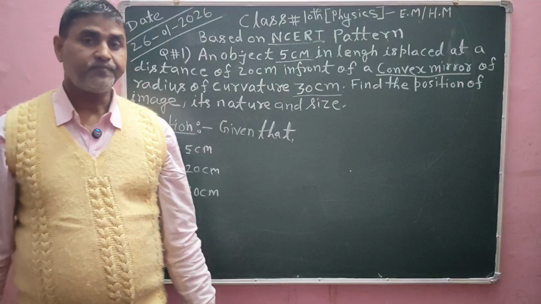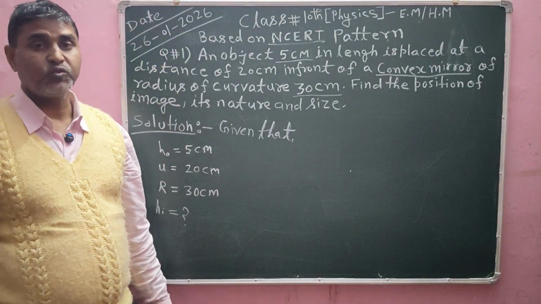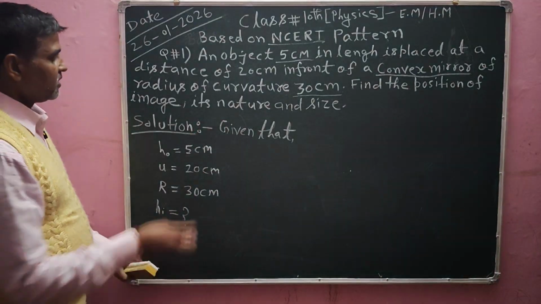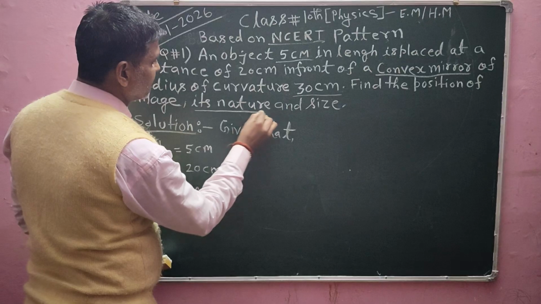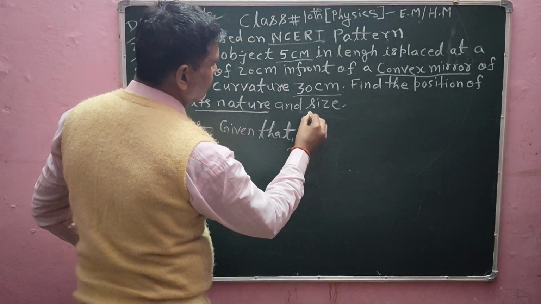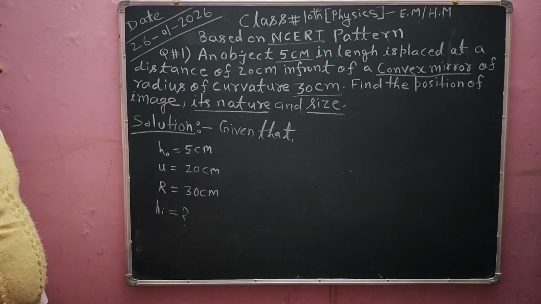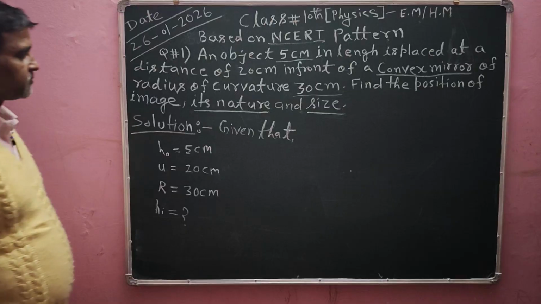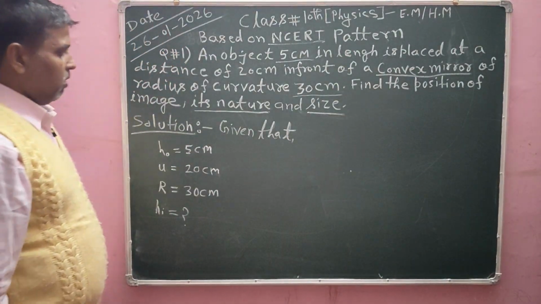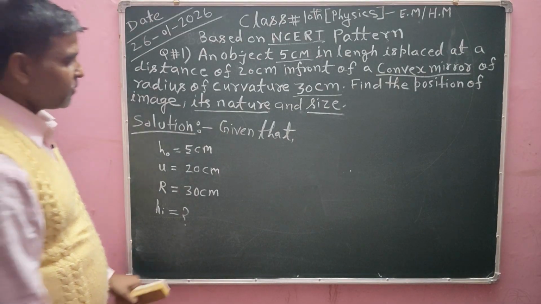Nature can be real or virtual. So according to the solution of the question, we will decide the nature of the image, and also we have to find the size. What is the size of the image? We have to also find the size of the image. So all this information I will also find from the diagram.